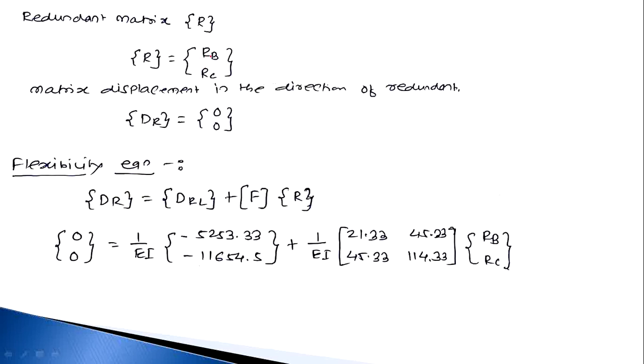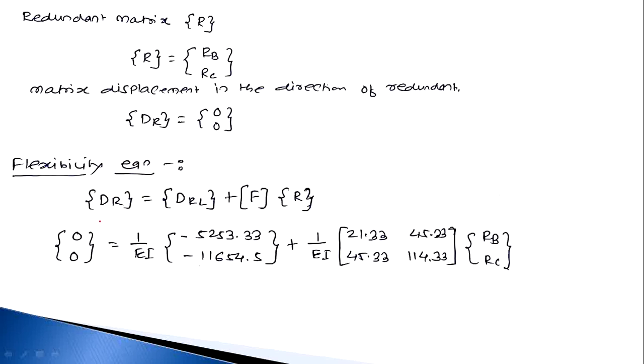So for the redundant matrix, we already removed the RB support and RC support. That's why the redundant forces are RB and RC. So the R matrix becomes RB and RC. And there is no displacement in the direction of the redundant force, so the DR matrix becomes 0. Then the flexibility equation is DR is equal to DRL plus F into R.